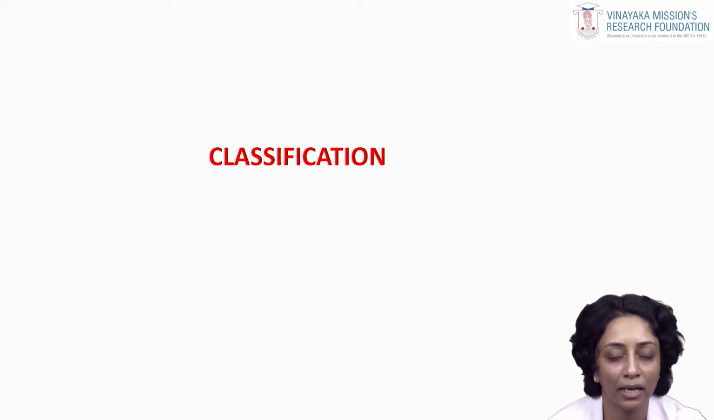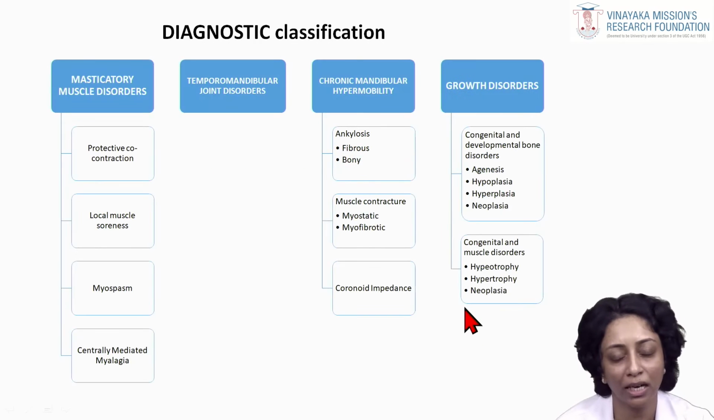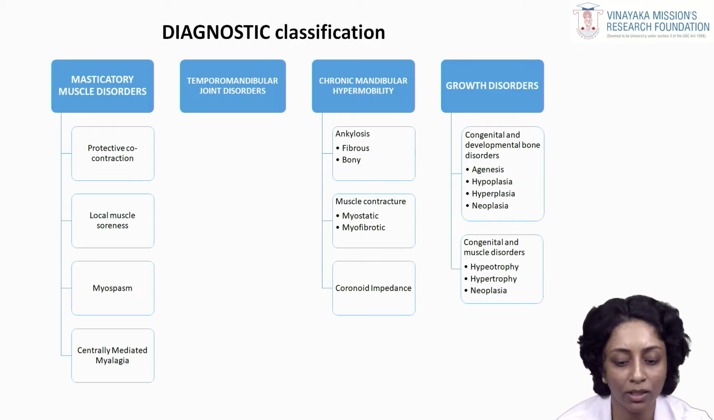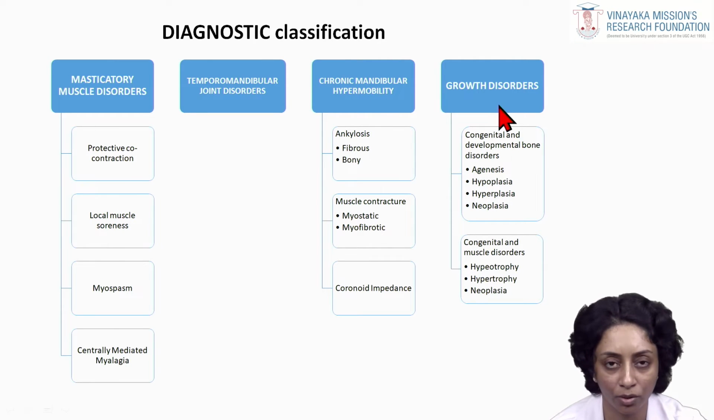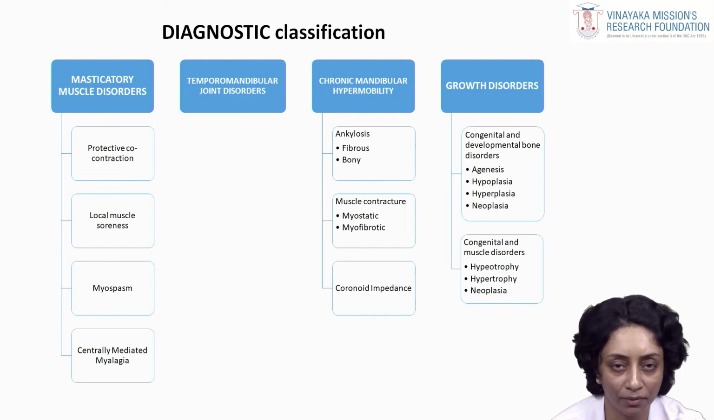Now we have to analyze which disorder the patient has, so we have to group the disorder. So we have to have a basic classification. The diagnostic classification for TMJ disorders is broadly divided into masticatory muscle disorders, TM joint disorders, chronic mandibular hypermobility, then growth disorders. All these four comprise the diagnostic classification.